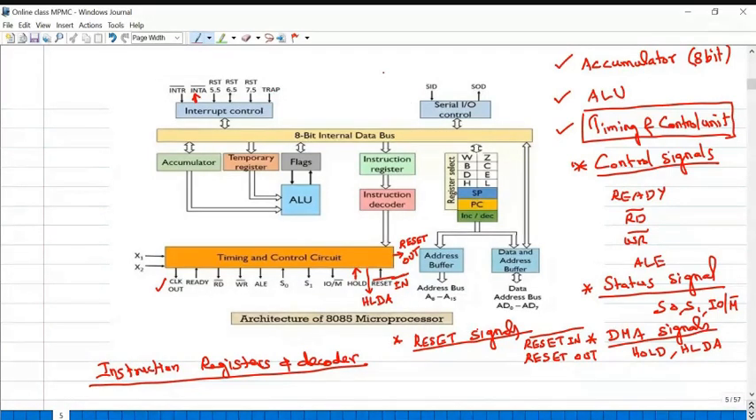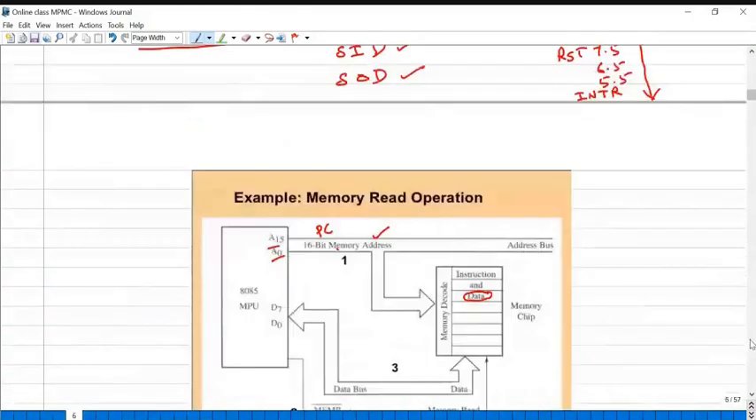Next, program status word. Program status word means the accumulator as well as the flag registers. So you may expect the entire topic or individual blocks also to come in the examinations. You have to be ready.